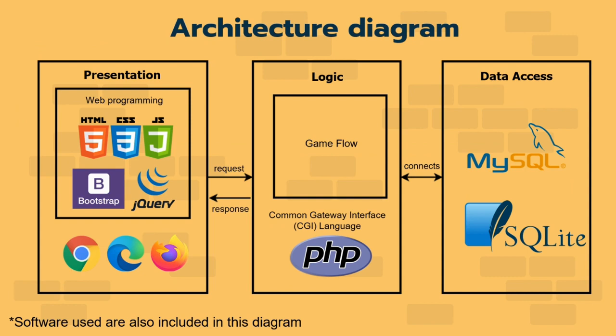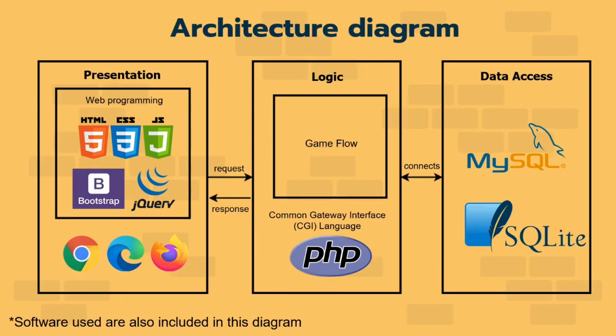This is the system architecture of my game. It consists of 3 layers: presentation, logic, and data access. The presentation layer covers the front end of the application. Students can access this web application by any web browser such as Google Chrome, Mozilla Firefox, and Microsoft Edge. The web programming part is developed using HTML, JS, and CSS, with the help of JavaScript libraries such as Bootstrap and jQuery. The business logic, which is the game flow, is all written in the CGI language PHP.